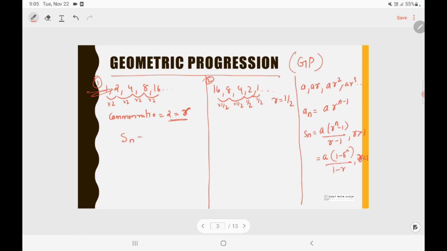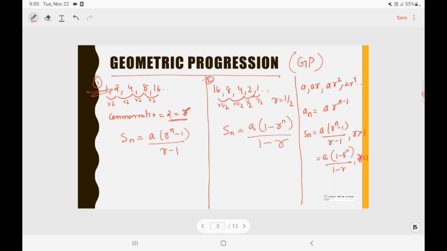So in this question you need to use the formula: sum of n terms is equal to a into r raised to n minus 1 divided by r minus 1. Here you need to use the formula: sum of n terms is equal to a into 1 minus r raised to n divided by 1 minus r. So this is the difference, which you need to carefully understand. There are two equations for the sum of n terms in a geometric progression. a into r raised to n minus 1 by r minus 1 comes when r is greater than 1, and if r is less than 1, a into 1 minus r raised to n divided by 1 minus r will come.